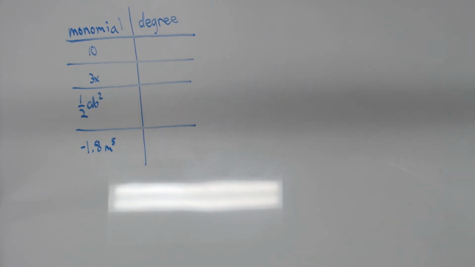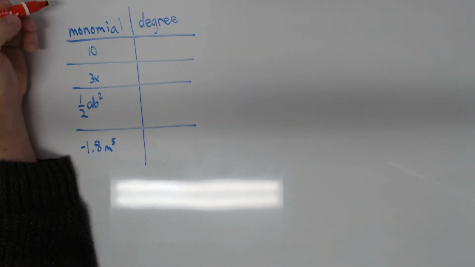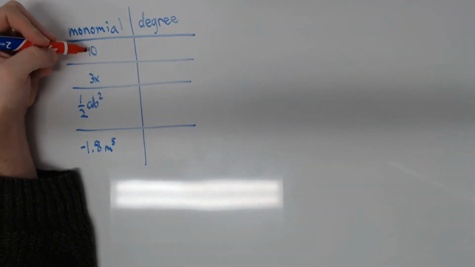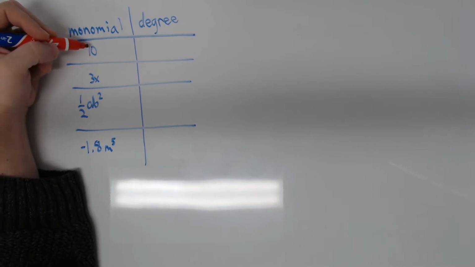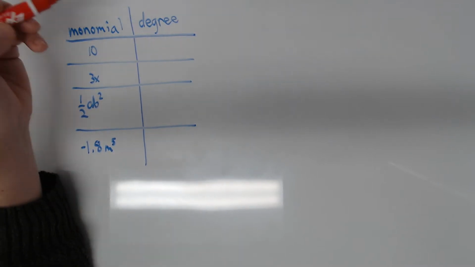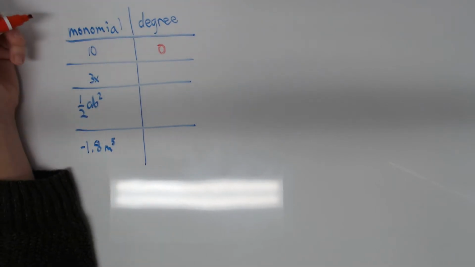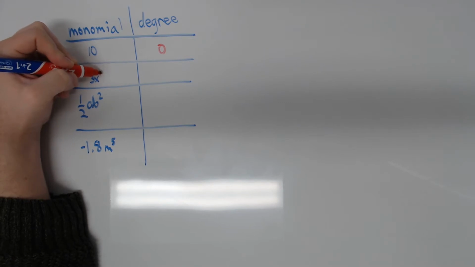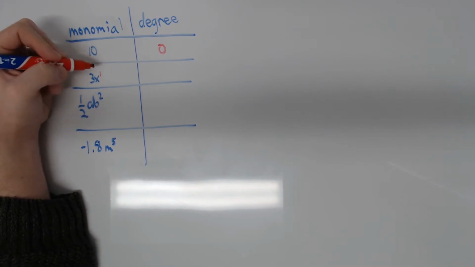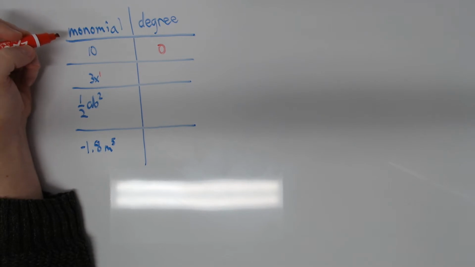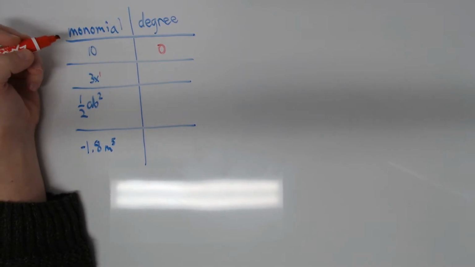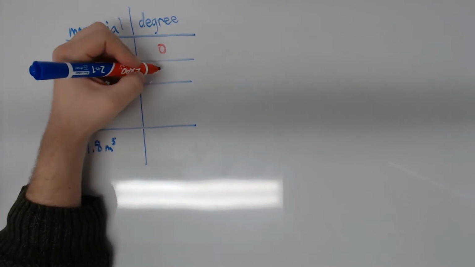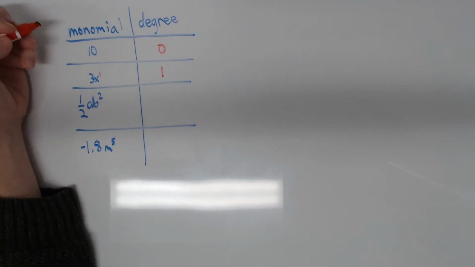Here's a table that you have in your notes. I'll just talk through the results. So remember, the degree is the sum of the powers of the variables. In this monomial, I have no variable. So if there's nothing to add together, the degree is going to be 0. In 3x, we do have a variable. You don't see the exponent because an exponent of 1, we typically just write with the variable. Anytime you see a variable without an exponent, you're forced to assume that the exponent is 1. So this would just be 1. There's nothing to add it to. It's just the one variable.